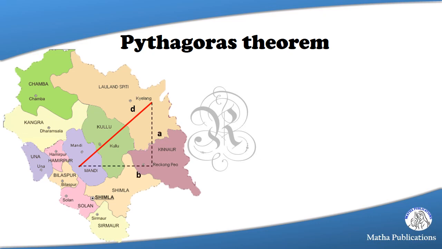Construct a right-angled triangle. Measure the horizontal distance b and the vertical distance a. The distance d can be found using Pythagoras theorem as d is equal to root over a squared plus b squared.